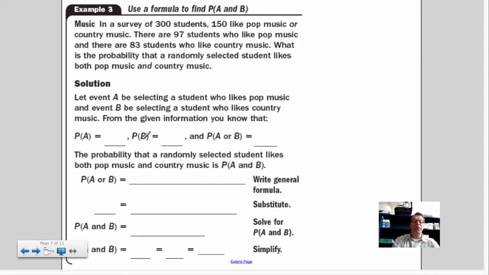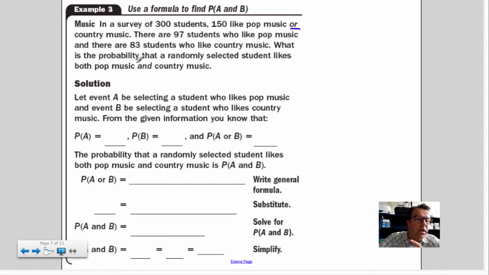So here we go, example 3. It's a little bit more complicated just because it's a little more wordy, but we can still use the same formula. So here, in a survey of 300 students, 150 like pop music or country music. About half of them like pop or country. And then there are 97 students who like pop music, and there are 83 students who like country music.